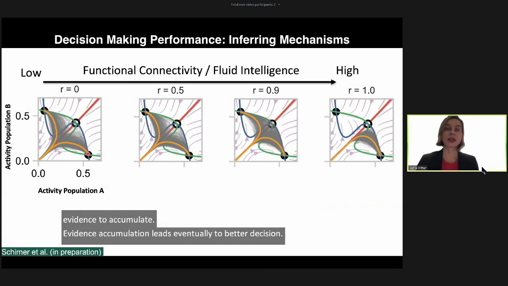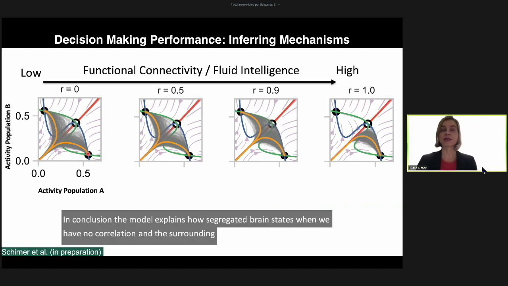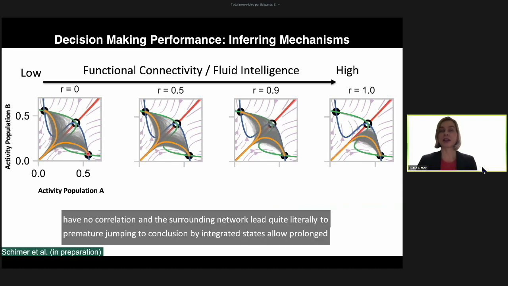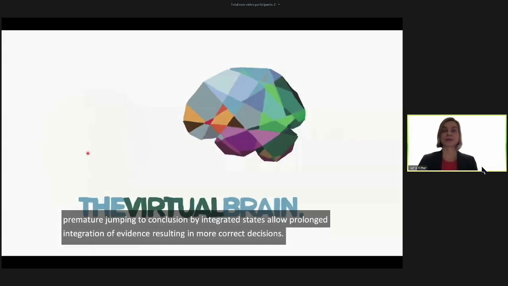In conclusion, the model explains how segregated brain states, when we have no correlation in the surrounding network, lead quite literally to a premature jump to conclusion, while integrated states allow prolonged integration of evidence, resulting in more correct decisions. With this, I would like to come to the end.